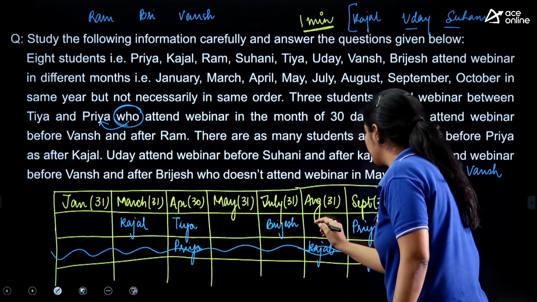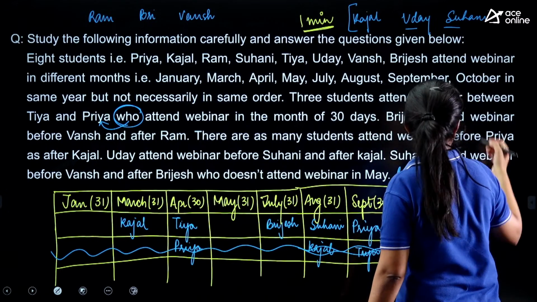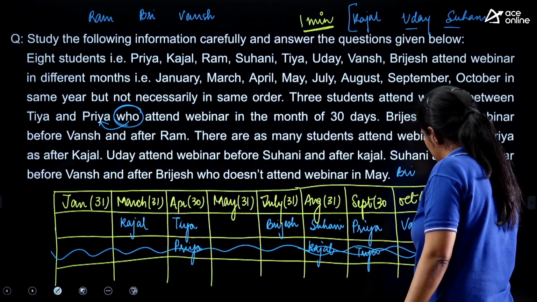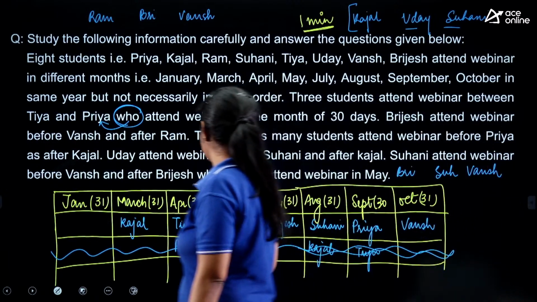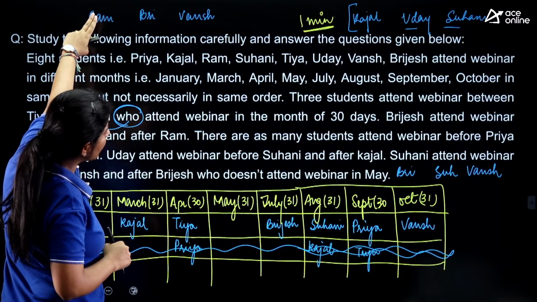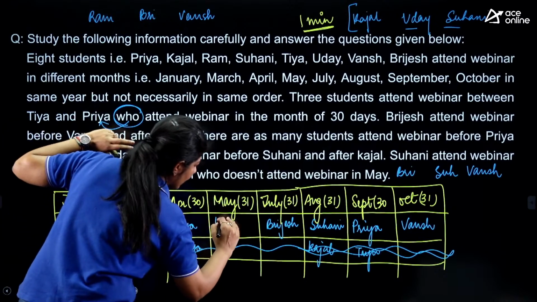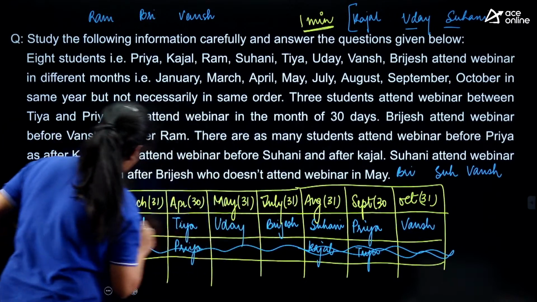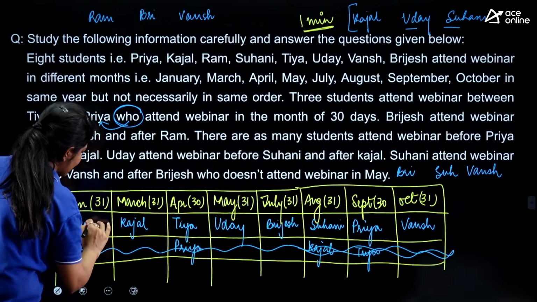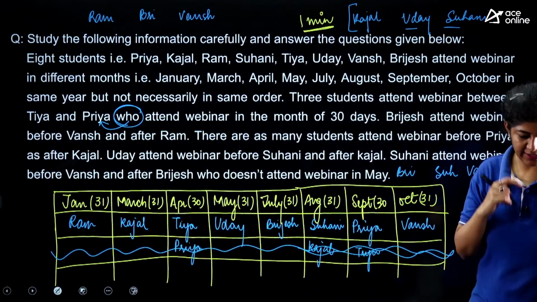After Brijesh, we can put Suhani. After Suhani, we can put Vansh. And here, according to this one, we need to put Kajal and Uday. After Kajal, we need to put Uday. And here we are having Ram. So this is my arrangement, right?